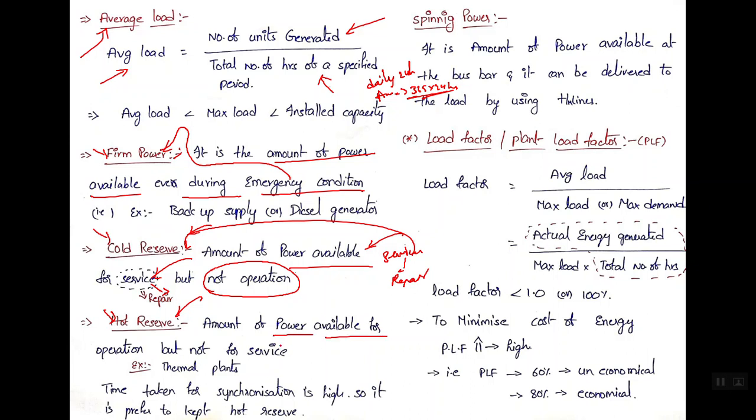The power available for operation but not service is nothing but hot reserve. And what is the spinning power? The spinning power is power available at the bus bar. At the bus bar, that is nothing but spinning power. Okay. And no need of in-detail explanation, friends. You have to remember that.